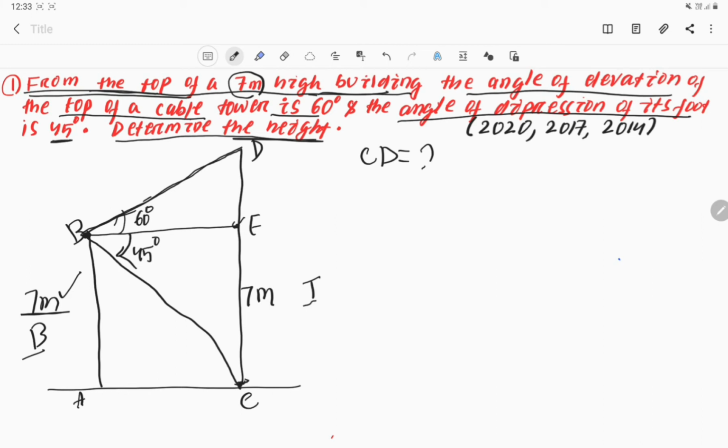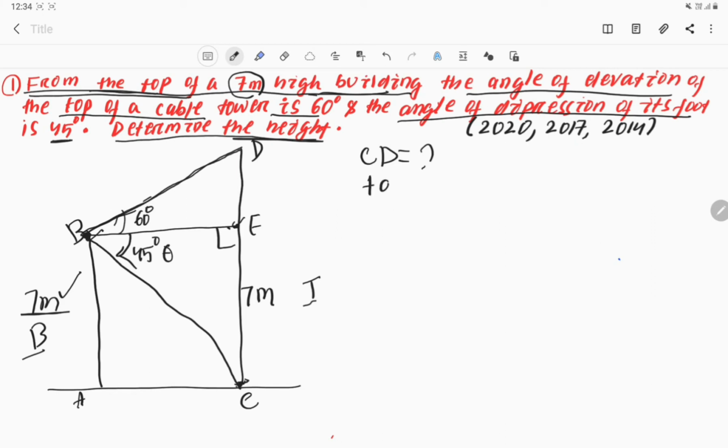Okay. Now in triangle BEC, which type of triangle is this? This is a right angle triangle, and let's take angle B as your theta. So to find the values in this type of triangle, which formula are we basically going to use?